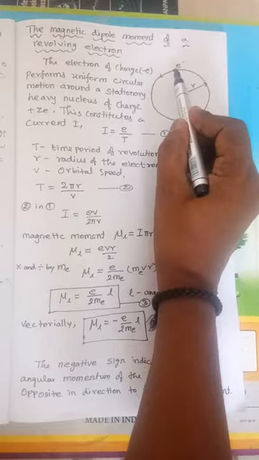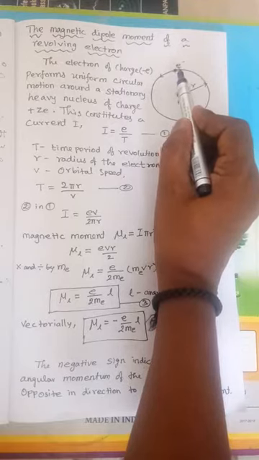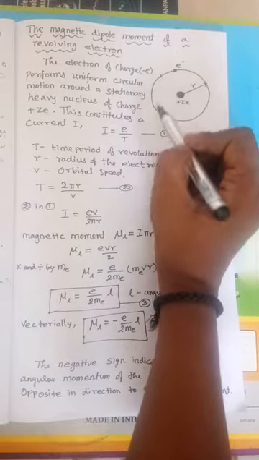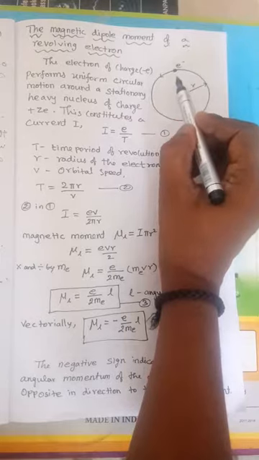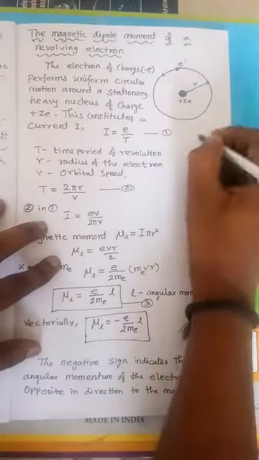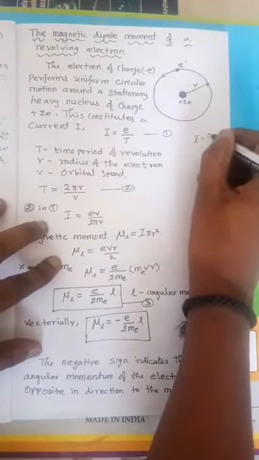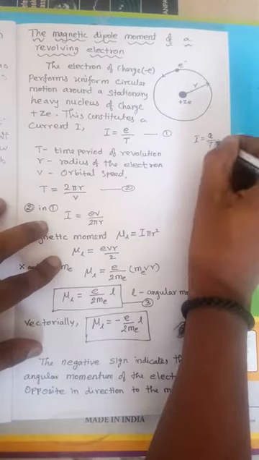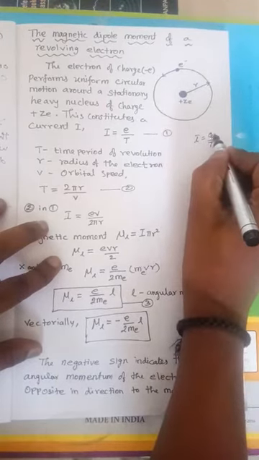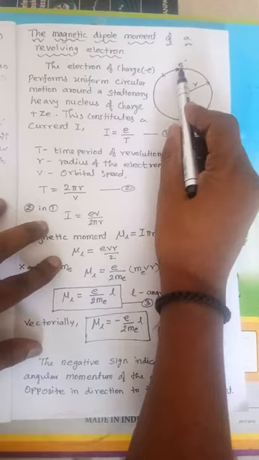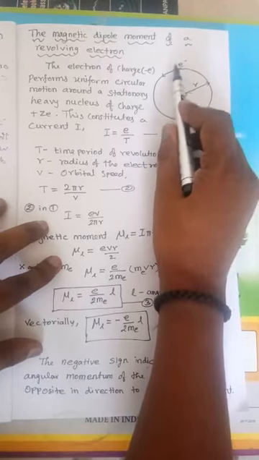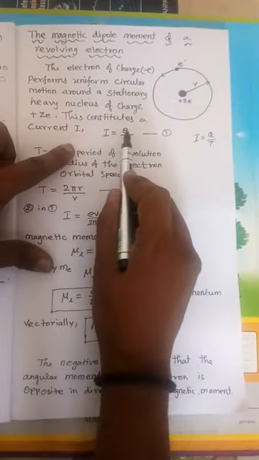So here the electron is one of the charges, a negative charge. It is moving in a circular path, so it will produce some amount of current. The current formula you already know: I is equal to Q by T. Q is the charge. Here, what charge? e, the electron charge. So I is equal to e by T. Take this as equation number 1.